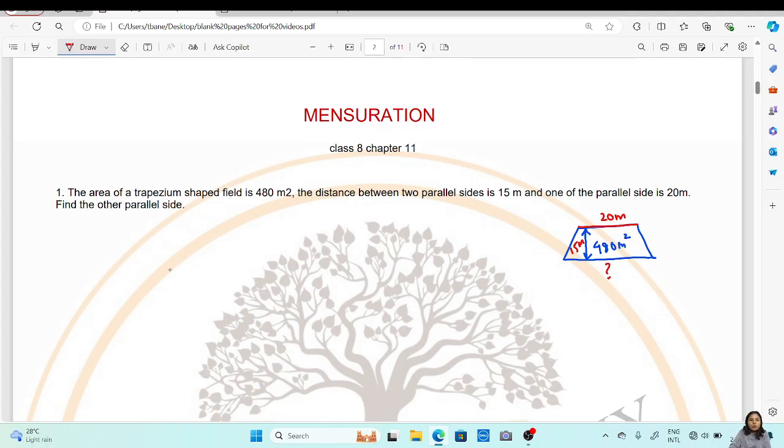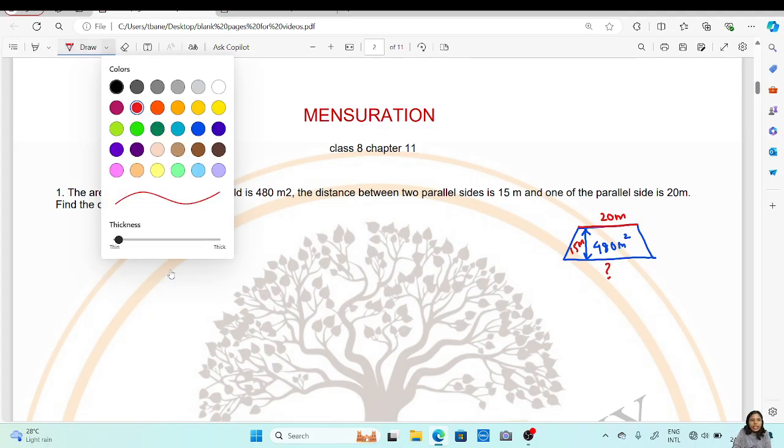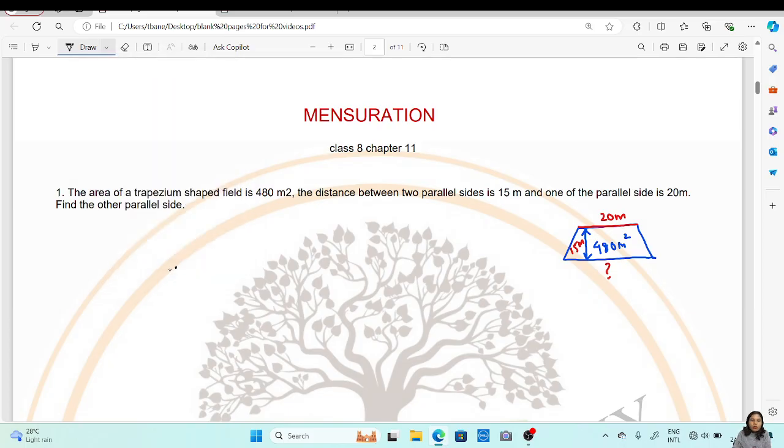Now we know that the area of a trapezium is given by half times height times A plus B, where H is the height.